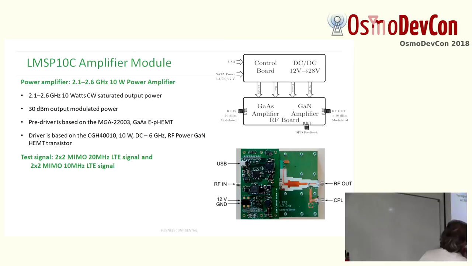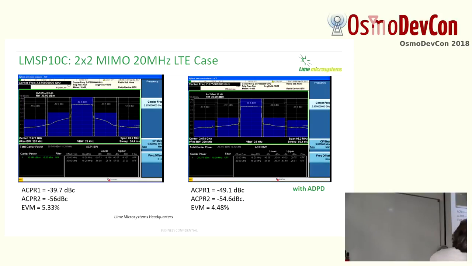The third case was our power amplifier. It operates in the frequency range 2.1 up to 2.6 gigahertz. It produces 30 dBm output modulated power, and it has two parts, pre-driver and driver. Pre-driver is based on a GaAs HEMT transistor, and the other part, driver, is based on a 10-watt HEMT transistor, which covers the frequency range up to 6 gigahertz. With this power amplifier, we tested two signals, 20 MHz LTE and 10 MHz LTE signals, and the spectrums are given in the following slides.